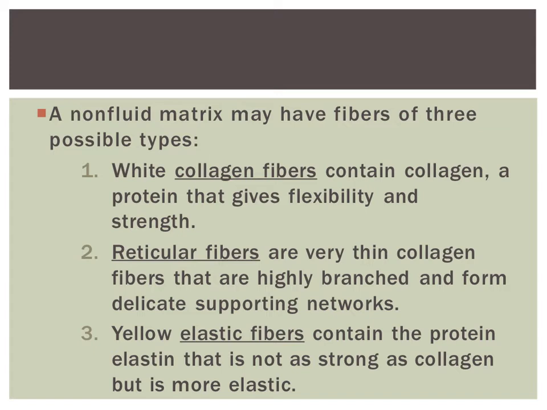The fibers can be of 3 different types. We can have collagen fibers. These are white and contain the protein collagen, and they are used for flexibility and strength. We can have reticular fibers, which are very thin collagen fibers, and these are highly branched. Reticulated usually means branched or like a net pattern, and they form delicate supporting networks. And then elastic fibers have more of a yellow appearance, and they have the protein elastin. They're not as strong as collagen fibers, but they can provide more elasticity, more stretch.